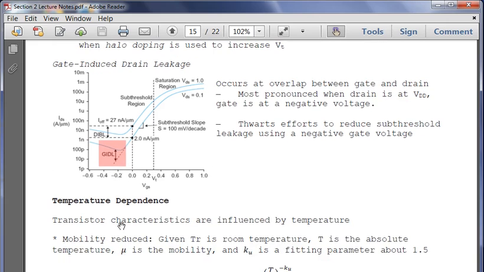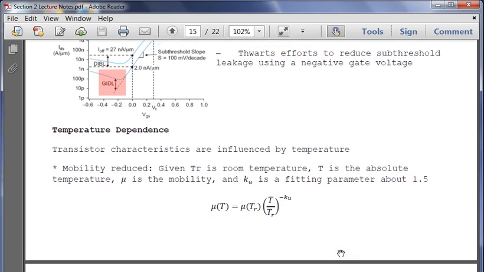Okay, so I want to talk really briefly about temperature dependence. So we've worried a lot about voltages. We've worried about length and width and process sizing, but temperature also has an impact. Mobility is reduced when you increase the temperature, and T is the absolute temperature. We have a mobility at room temperature, a relationship between this and the actual temperature, and ku is a fitting parameter, which is approximately 1.5.